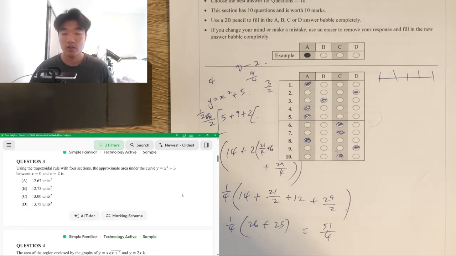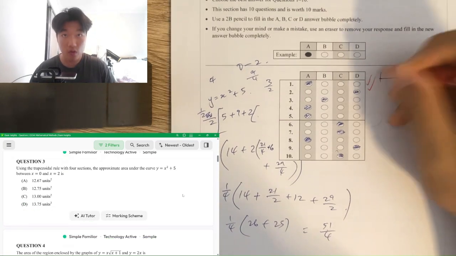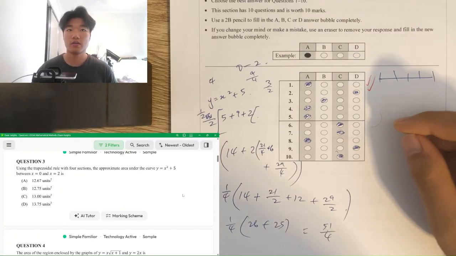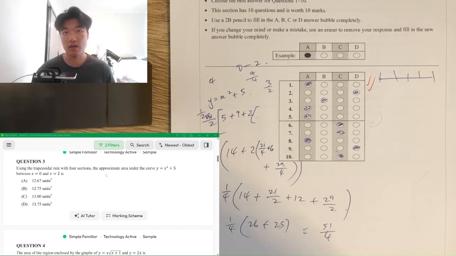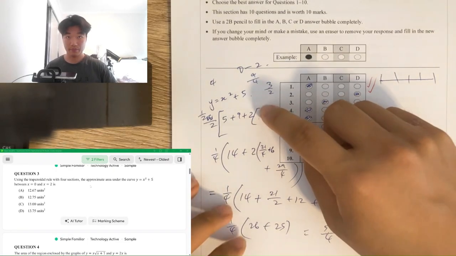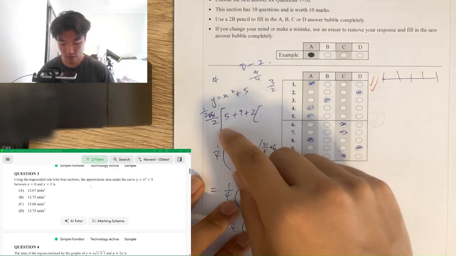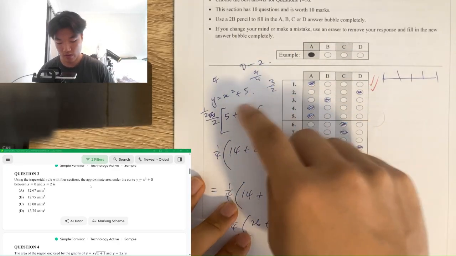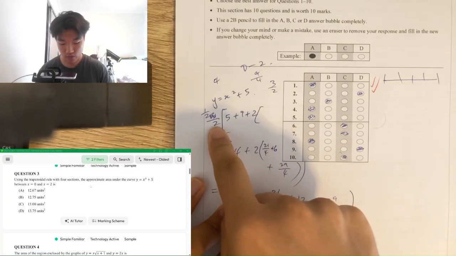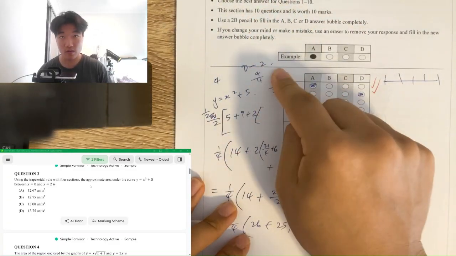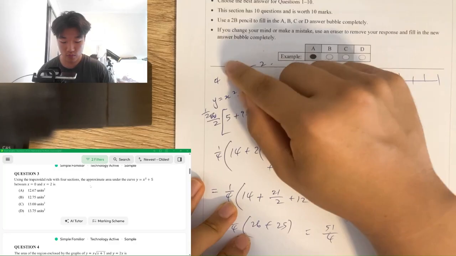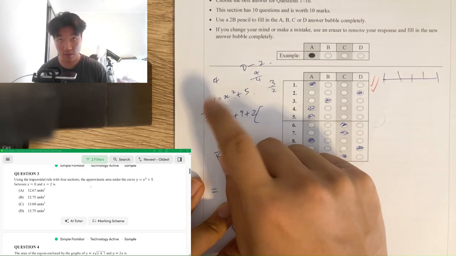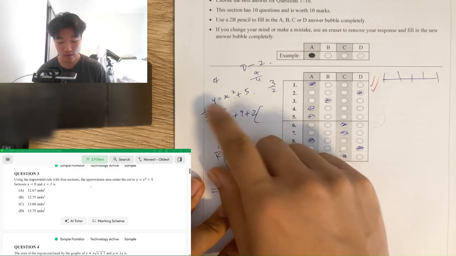which it is. Using the trapezoidal rule with 4 sections, the approximate area under the curve y equals x squared plus 5 between x equals 0 to 2 is what? Okay, here I've actually done the working out. So this is the original function. Trapezoidal rule is the area equals the width over 2. So in this case, the width is 1 over 2 because there's 4 intervals, but it's from 0 to 2. Just get the difference, which is 2, and then divide it by the intervals, which is 4, so 1 over 2. And then it becomes 1 over 4 because you're dividing the width by 2.